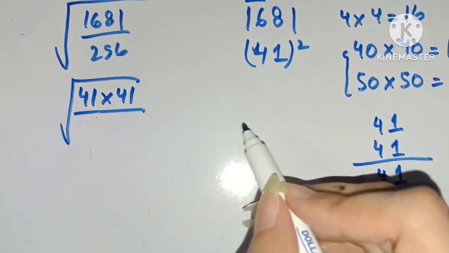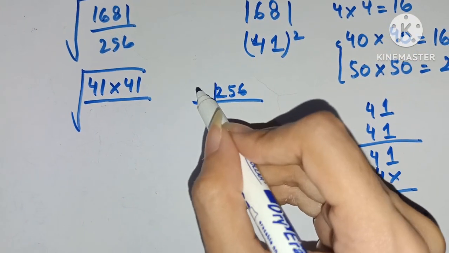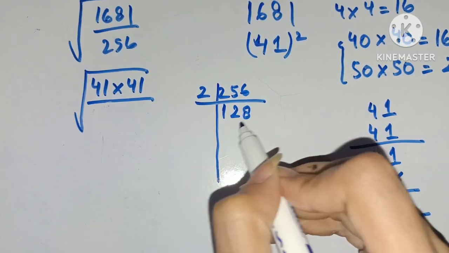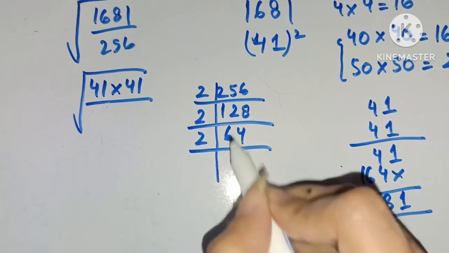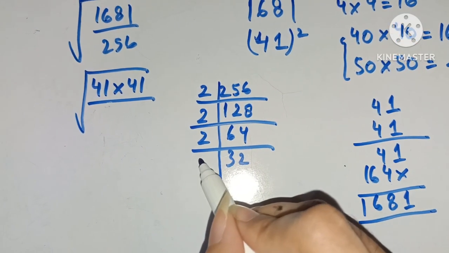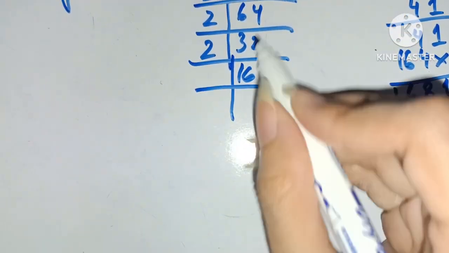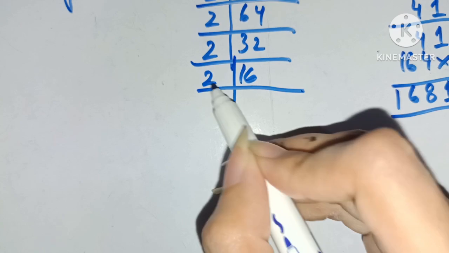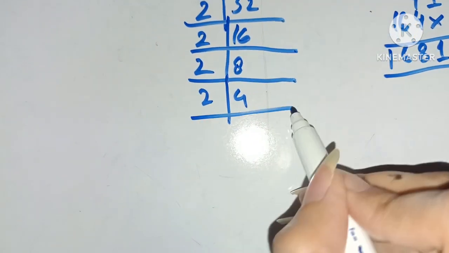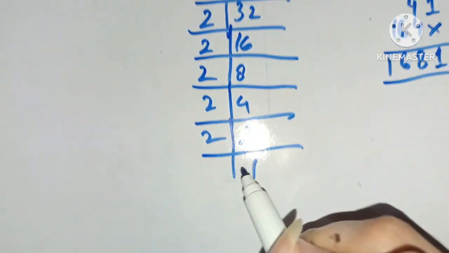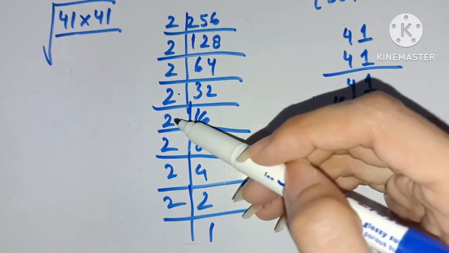And we have 256 also. With 256, we can take out its prime factors. 2 128s are 256, and 2 64s are 128. 2 32s are 64, and 2 16s are 32. 2 8s are 16, and 2 4s are 8, 2 2s are 4 and 2 1s are 2. So how many numbers do we have? 1, 2, 3, 4, 5, 6, 7, 8.